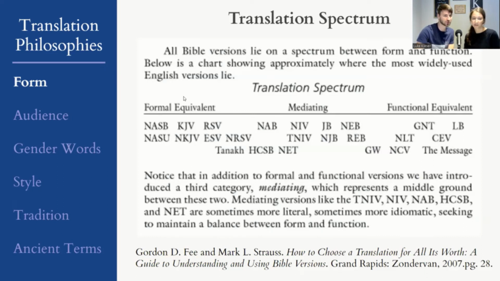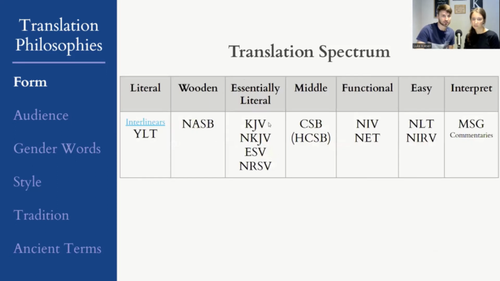You can find charts online and in books all over. They're all pretty much the same. Here's one from Fee and Stuart that puts a number of translations on a spectrum. You can see NASB and King James over here on formal. Here's one that I made. You have Young's Literal, which is way over here. King James, New King James, ESV, and NRSV are all pretty similar in what I'm calling essentially literal, whereas NIV is more over here on functional.